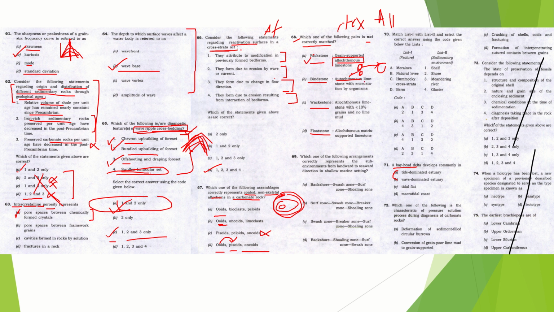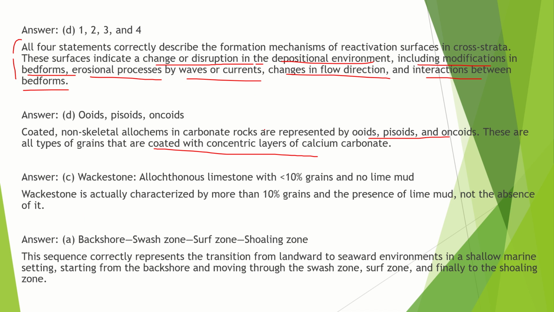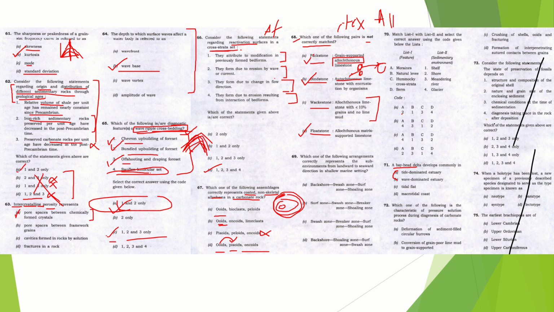Bindstone, autochthonous limestone with encrustation by organism. That is right. Floatstone, allochthonous matrix supported limestone, and waxstone is allochthonous limestone, less than 10% grains and no lime mud. So about this one, it's allochthonous limestone with more than 10% grains, and there is a presence of lime mud, not the absence of it. So the answer is C, because it's asking the wrong one. There is a line. Okay.